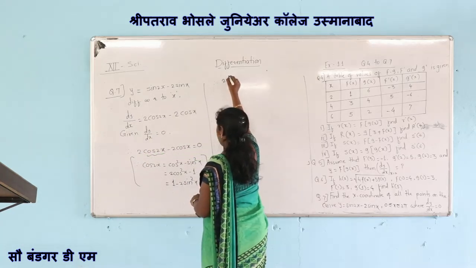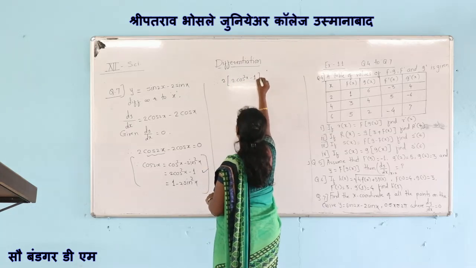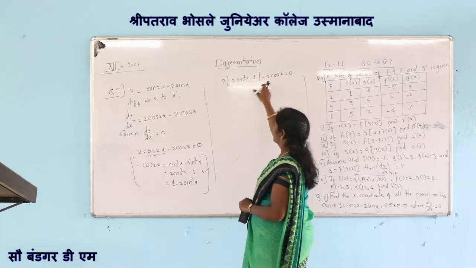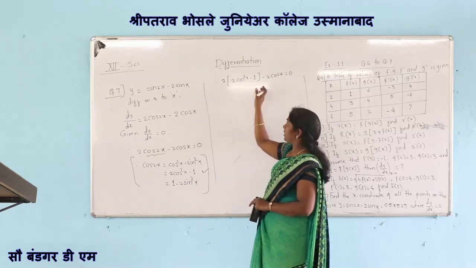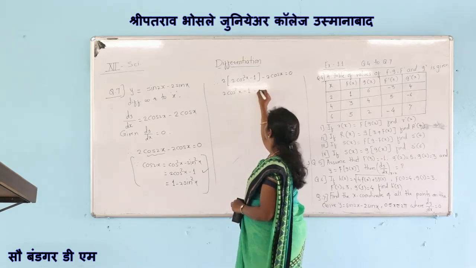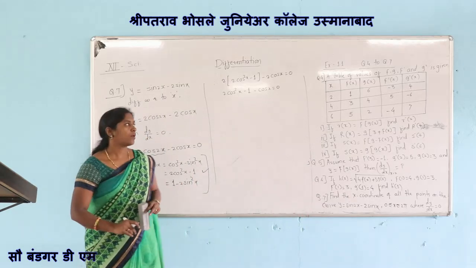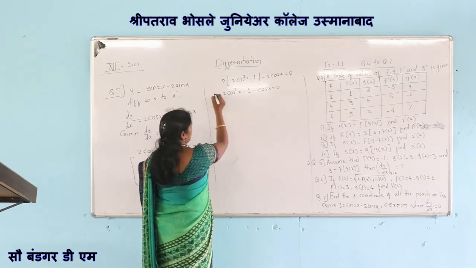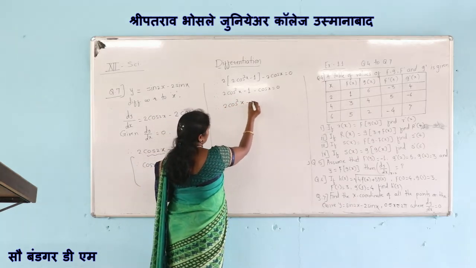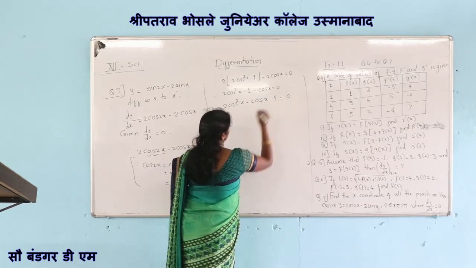So 2 into (2 cos square x minus 1) minus 2 cos x is equal to 0. Now here 2 will be common and will cancel, and we get 2 cos square x minus 1 minus cos x is equal to 0. Now we will rearrange the terms: 2 cos square x minus cos x minus 1 is equal to 0.